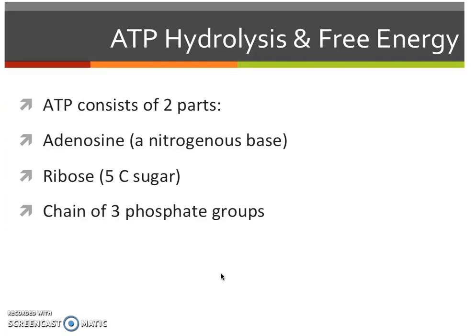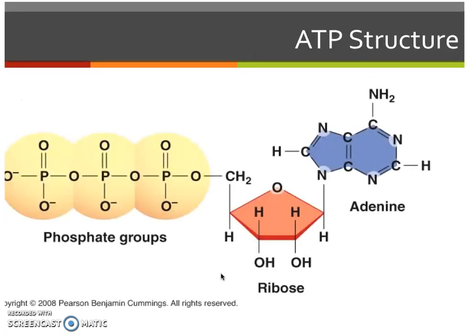ATP consists of a number of different parts. You can see on the screen here, we have adenine, that's a nitrogenous base. We have ribose, that's our sugar, and 3 phosphate groups. So in this lesson, we're going to concentrate on these 3 phosphate groups because this is where we're getting our energy from.